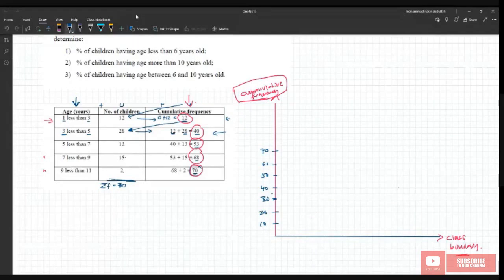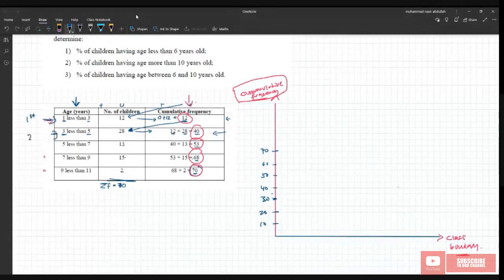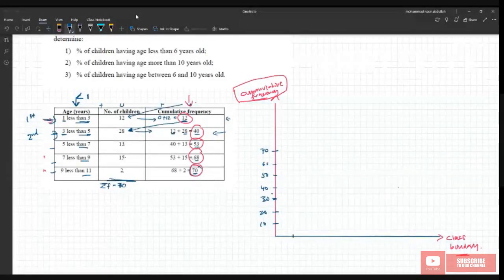So lower class boundary before the first class, right? This is our first class. This is second class, right? And third, fourth, and fifth lah. Before the first class is less than 1, right? This is less than 3, less than 5, 7, 9, 11, right? So this is less than 1. So kita akan letak less than 1 dekat sini.